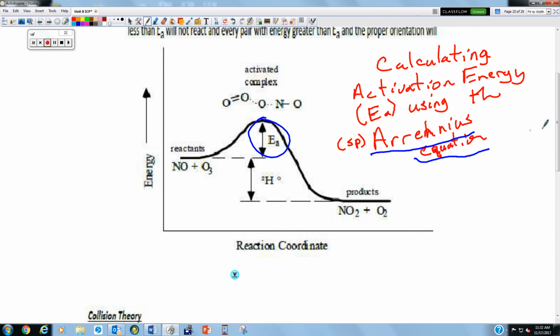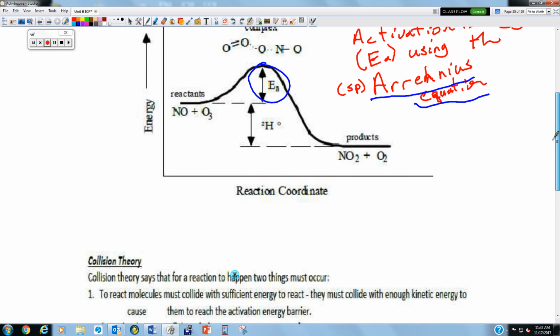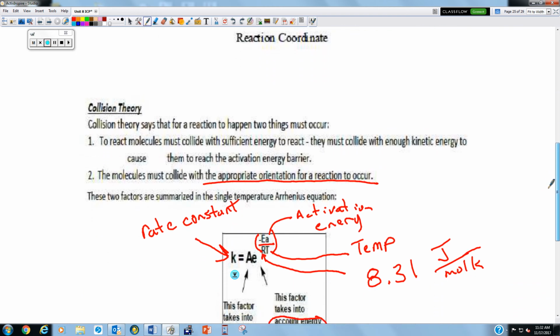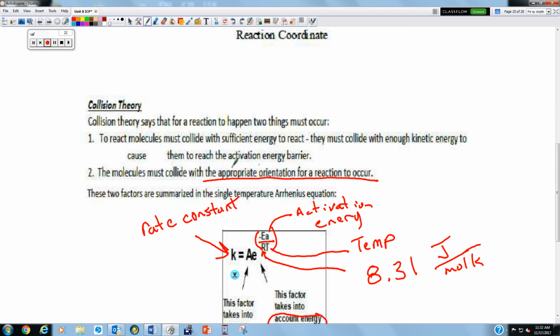So, just a real quick review of the statements of collision theory. Collision theory says that for a reaction to happen, two things must occur. I split them up into three, but for the reactants to react, molecules must collide with sufficient energy. They must collide with enough kinetic energy to reach the activation energy barrier. And the second thing, molecules must collide with the appropriate orientation for the reaction to occur. They have to be facing the right direction.